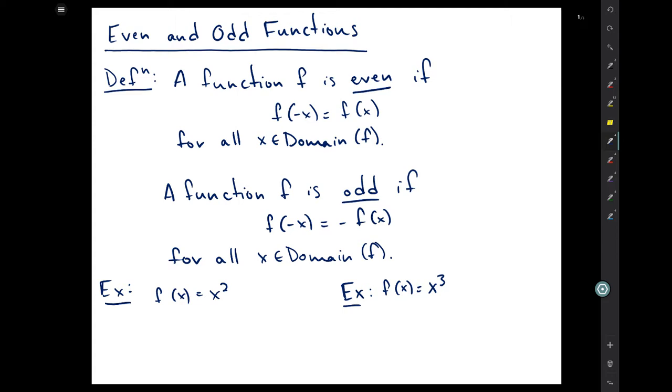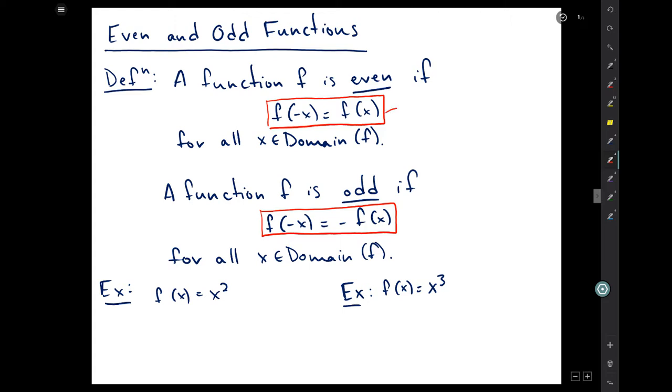So the definition of an even function is that for all x in the domain of your function, if you plug in minus x to your function, it simplifies back to the original function. And the definition of odd is, for all x in the domain of your function, if you plug in minus x, it simplifies to the negative of your original function.